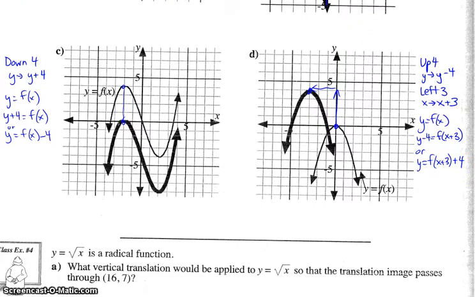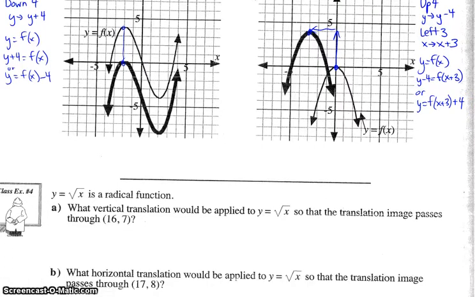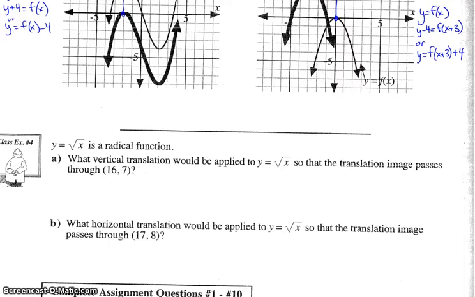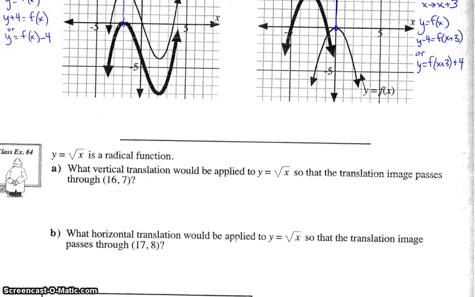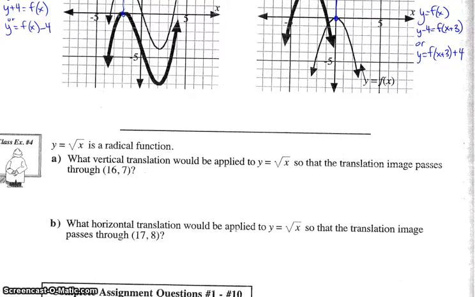Okay, let's look at example 4, our last example. Woohoo! Okay, so y equals the square root of x is a radical function. What vertical translation would be applied to y equals root x so the translation image passes through 16, 7? Okay, this is a challenging question, so wake up if you're not awake yet.